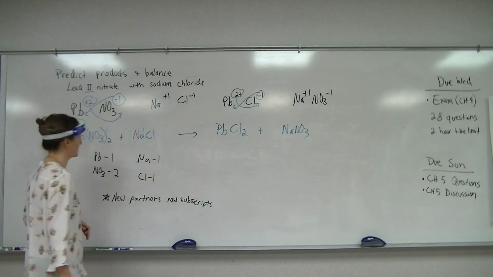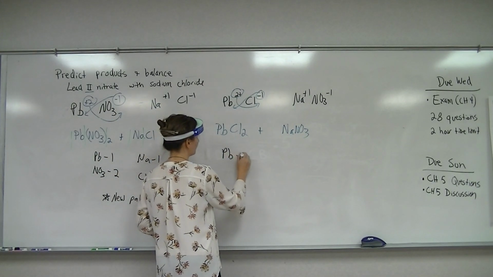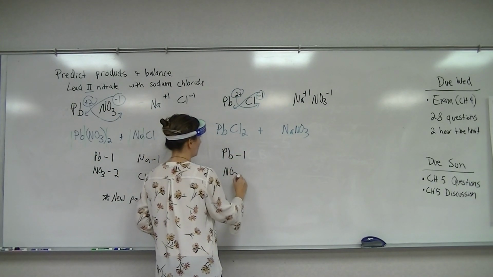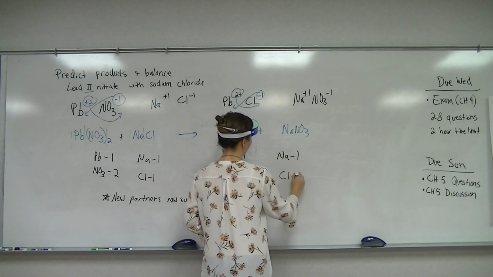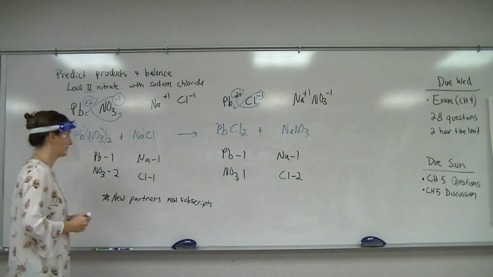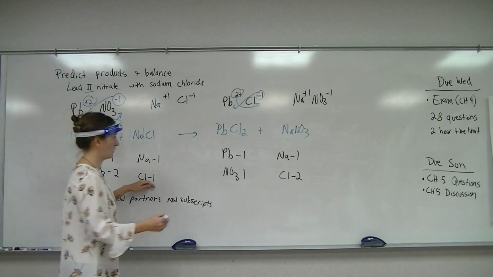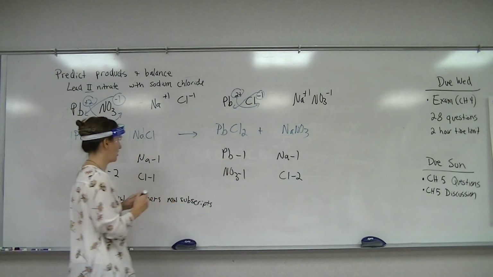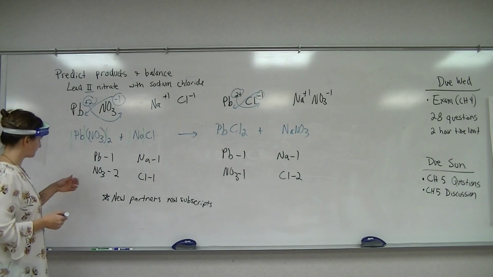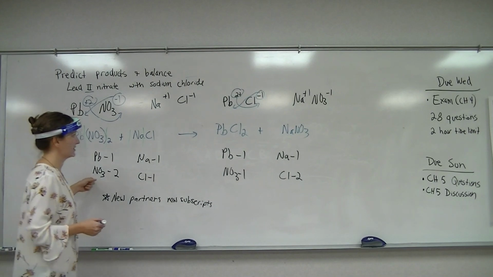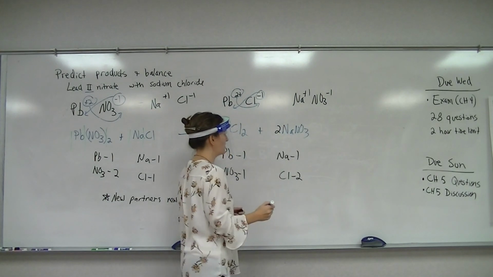Looking over at the product side, we have 1 lead, 1 NO3, 1 sodium, and 2 chlorines. So the things that aren't balancing are the NO3s and the chlorines, it looks like. Our leads and our sodiums, 1 of each on both sides. So to change that, we have 2 NO3s on the reactant side. We need 2 on the product side. So we're going to go ahead and put a 2 there.